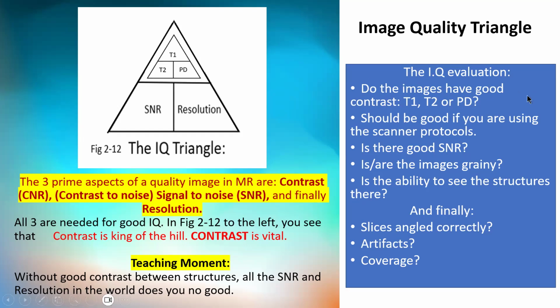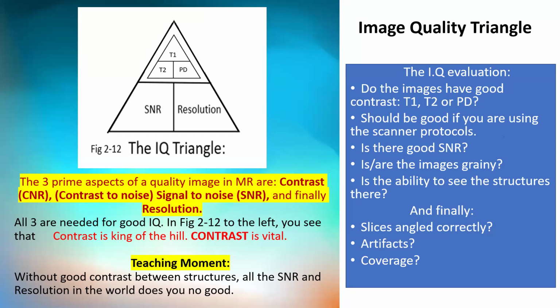So when your images come up, you want to say to yourself, do I have good T1, T2, or proton density contrast? That's rather important in all exams and all images, but it's really important in neuro work. Your contrast should be good if you're using your protocol right from your scanner. Sometimes you need to change things around a little bit, up the TR or things like that. But in general, your contrast should be good, but you still need to train your eye to know what is good T1, good T2, and good proton density.